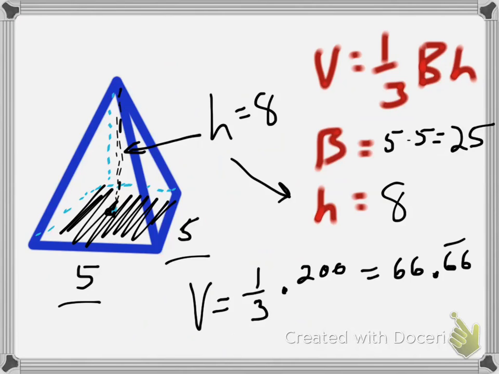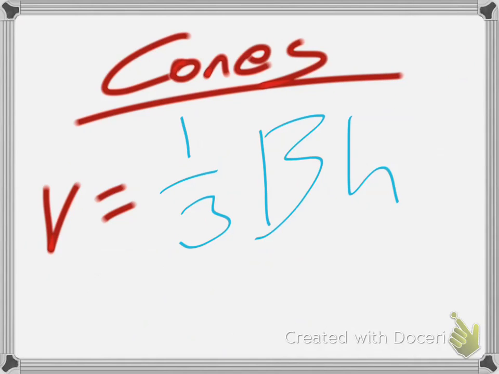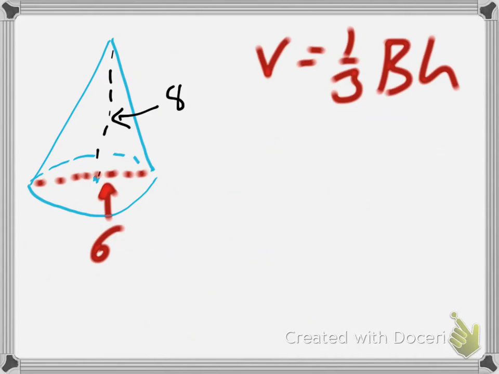Alright, let's do another example with cones. Cones, the volume is the same thing. It's 1/3 base times the height. So here's another example. V equals 1/3 BH. So the thing we're missing is B. We're also missing H. Now height of the cone goes from the middle of the cone to the top, just like a pyramid. So the height here is 8.